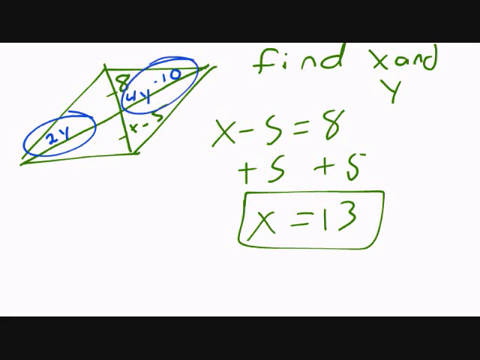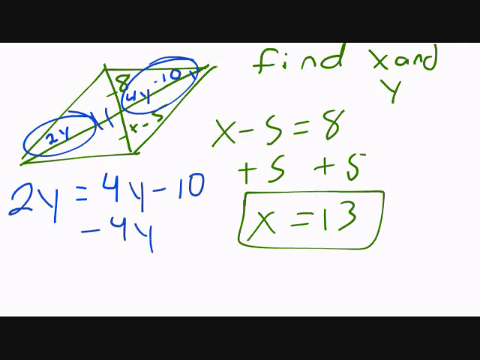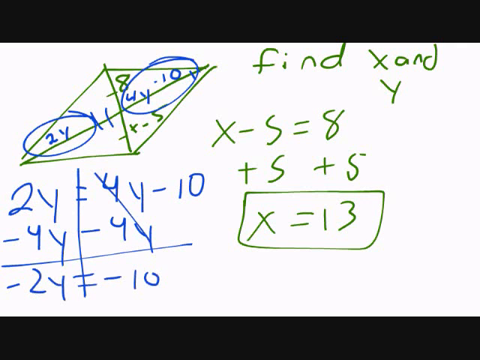Since the diagonals bisect each other, that means this length is the same as this one. So 2y is going to be equal to 4y minus 10. We can subtract 4y from both sides because we have to get all of the y's on the same side, giving us negative 2y is equal to negative 10. 4y, negative 4y cancel. Divide both sides by negative 2, and we get y is equal to 5.